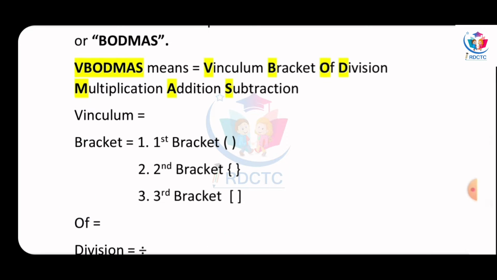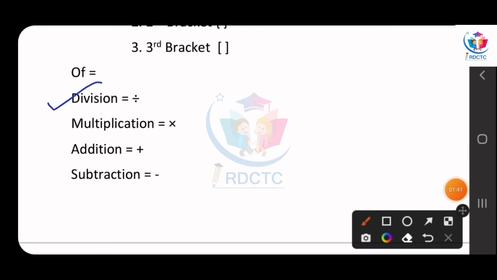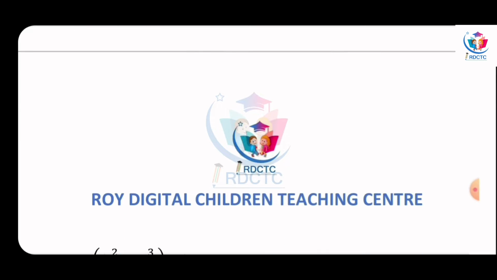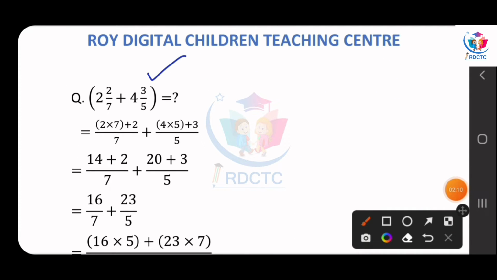Okay. Then you have to do the division portion. Division portion, then multiplication portion, then addition, then subtraction. Okay. You have to follow the rule to do the simplification in the correct way. Okay. Next, go to our question. The question is 2 whole 2 by 7 plus 4 whole 3 by 7. Now we have to convert the mixed fraction to improper fraction.